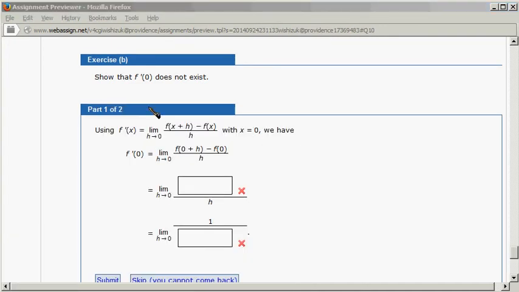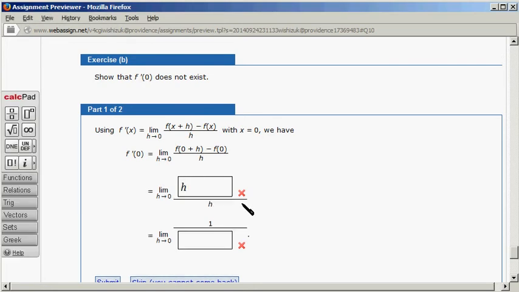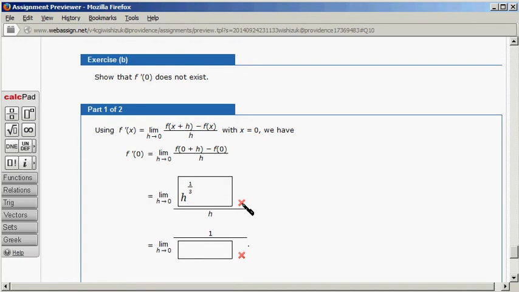So we want to show that f prime of 0 does not exist. Just put 0 for x here. So we have f of 0 plus h minus f of 0, over h. That's just the definition here. f of 0 plus h is the same thing as f of h, so it's a cube root, h to the 1/3 power, minus 0. The cube root of 0 is 0, so I'm not going to write that down.